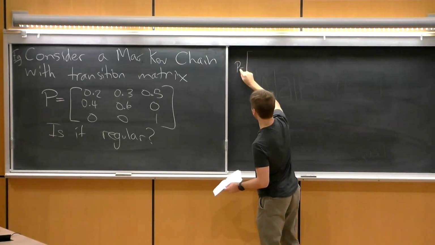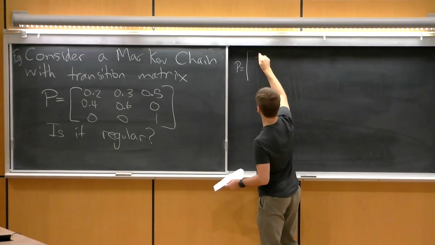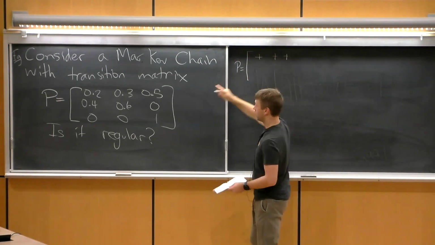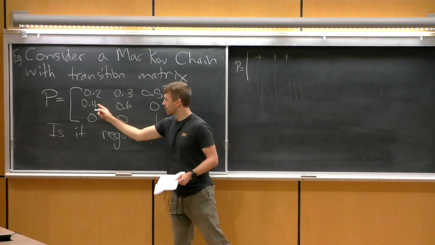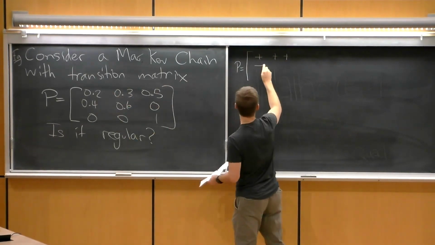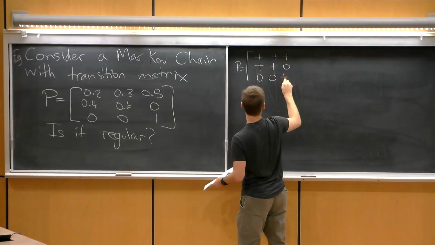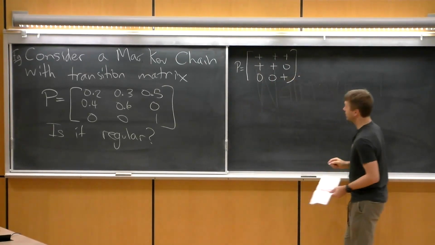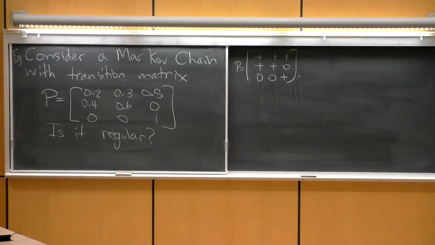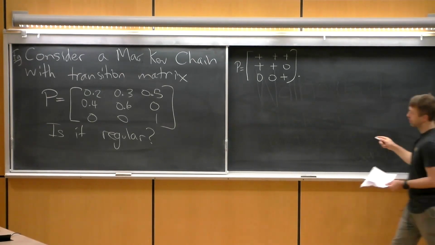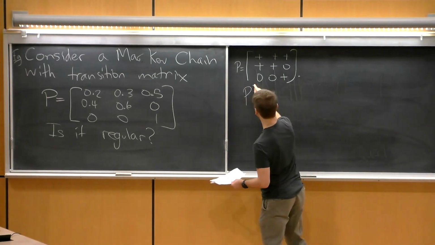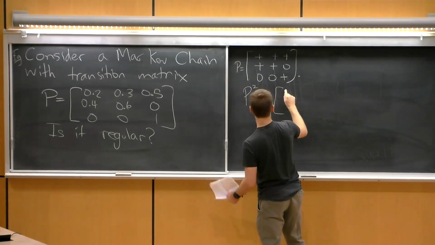So P has the kind of pattern plus, plus, plus, right? All of these are positive. Plus, plus, 0. And we're trying to determine if there's some power of P that is all positive. So just like before, let's just try to take the square and see what happens.